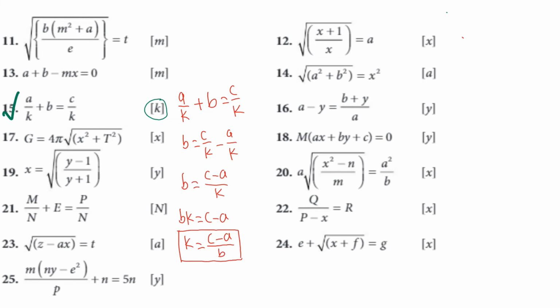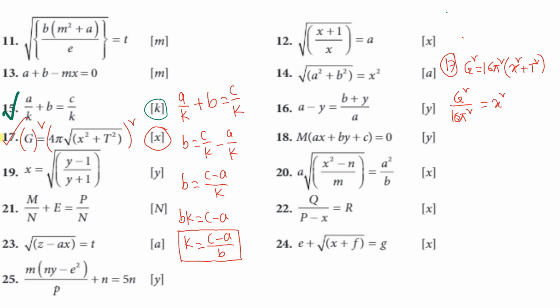So this is the total of 15. So if we do question number 17 from here, this is the 17. Let you see question 17. It is written that we need to square both sides. If we square both sides, it turns to g square equals 16 pi square, and having a square root, you can write x square plus t square. Our target is to make x as a subject from here, so we can write the expression g square by 16 pi square, and below that equals x square plus t square.